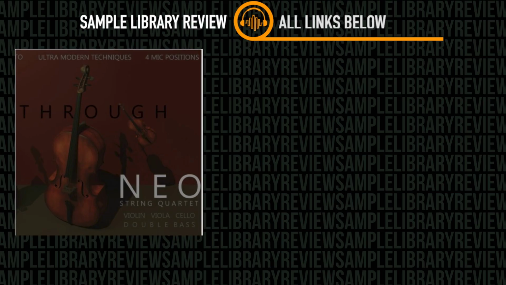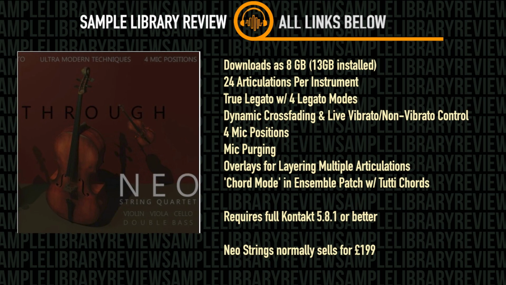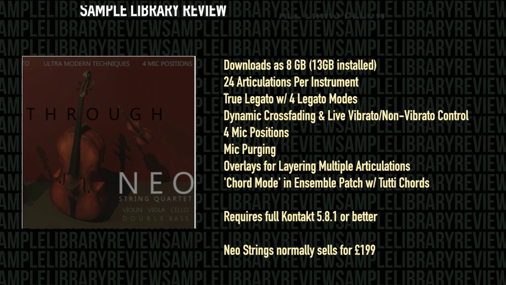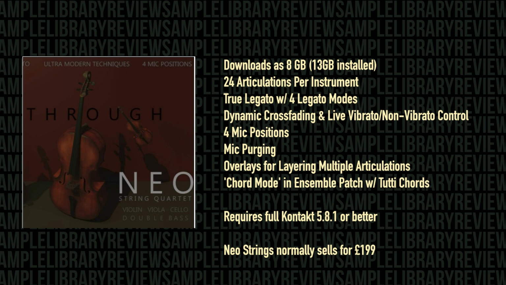Neo Strings downloads at 8GB and there are 24 articulations per instrument. There are also 4 new powerful legato modes, dynamic crossfading, and live vibrato and non-vibrato control. The 4 mic positions can now be purged to save on RAM, and there is an overlay mode for layering multiple articulations in one performance patch. There is also a new chord mode in the ensemble patch with pre-arranged tutti chords.